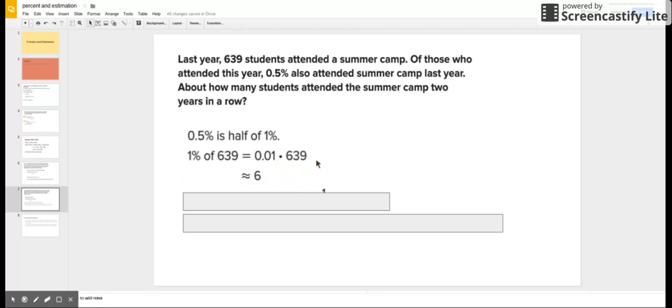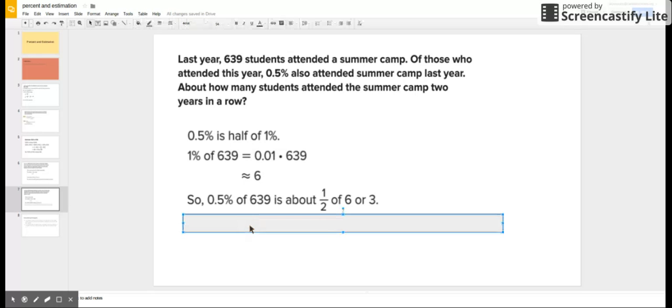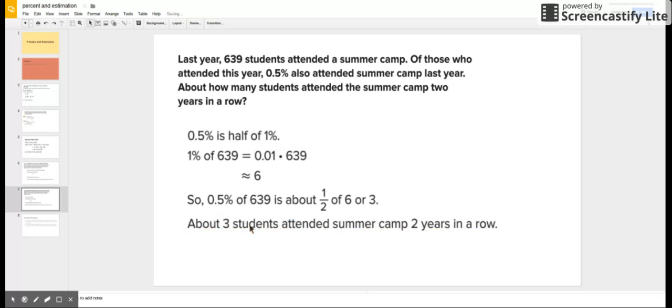0.01 times 639, if you move it 2 spaces over to the left, just gets you about 6. So half, or 0.5% of 639 is about half of 6, or 3. Okay, so about 3 students attended summer camp 2 years in a row.